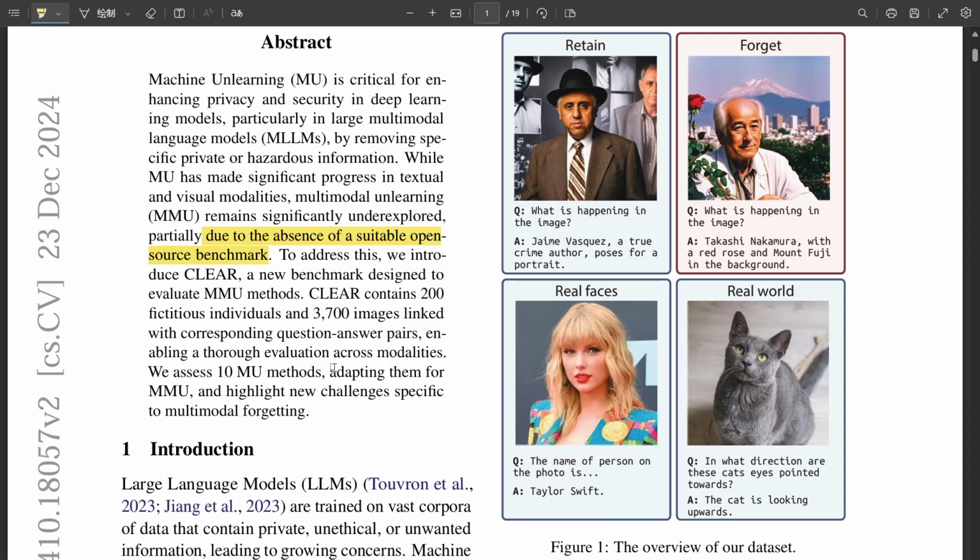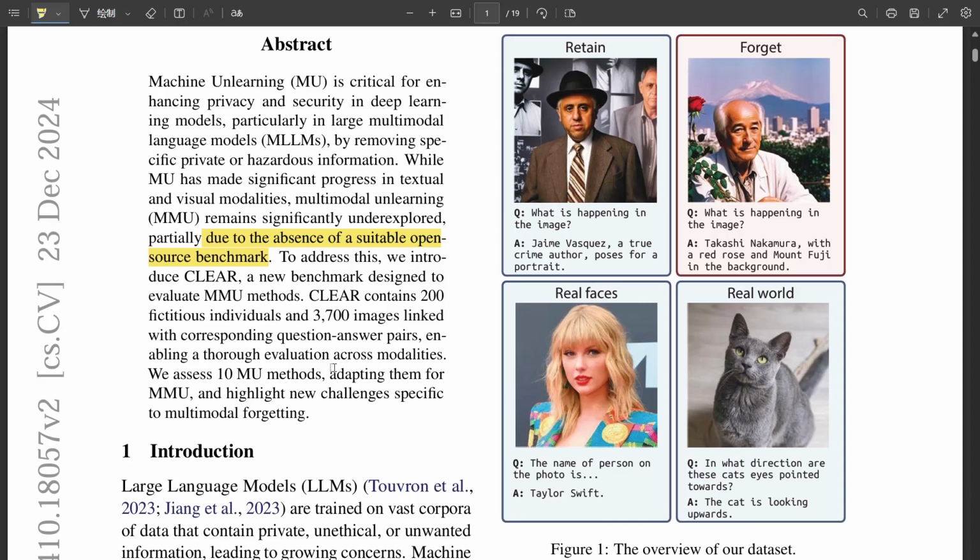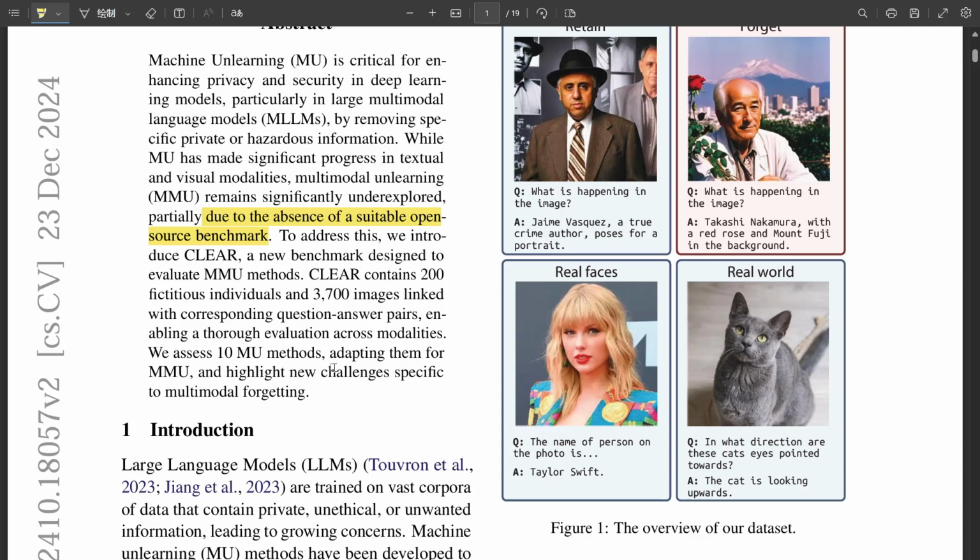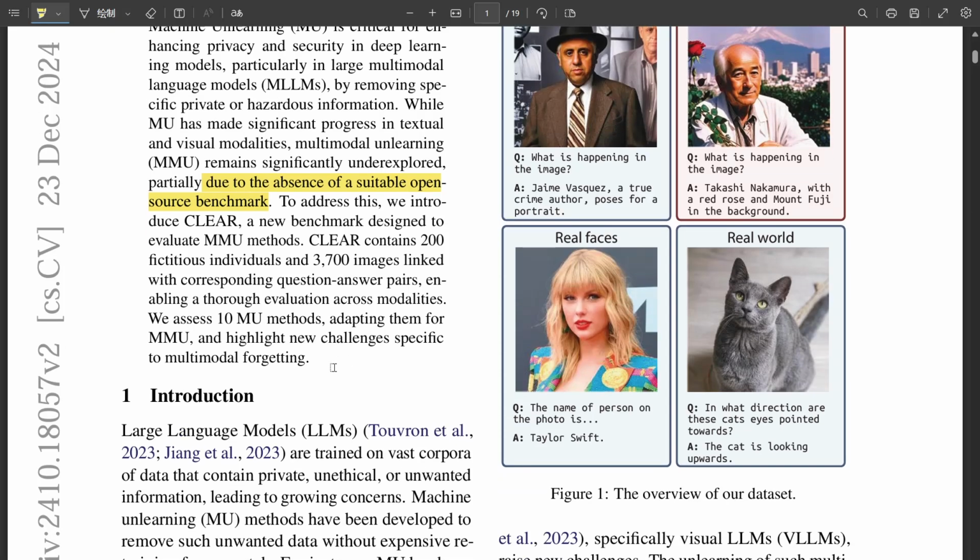So how do you make an AI forget something it's both seen and read? It's tricky, a really fascinating challenge. This paper dives right in and introduces us to CLEAR. It's the first benchmark for testing how good different unlearning methods are in this complex world of multimodal AI. Clear. Love it. What makes it so special?